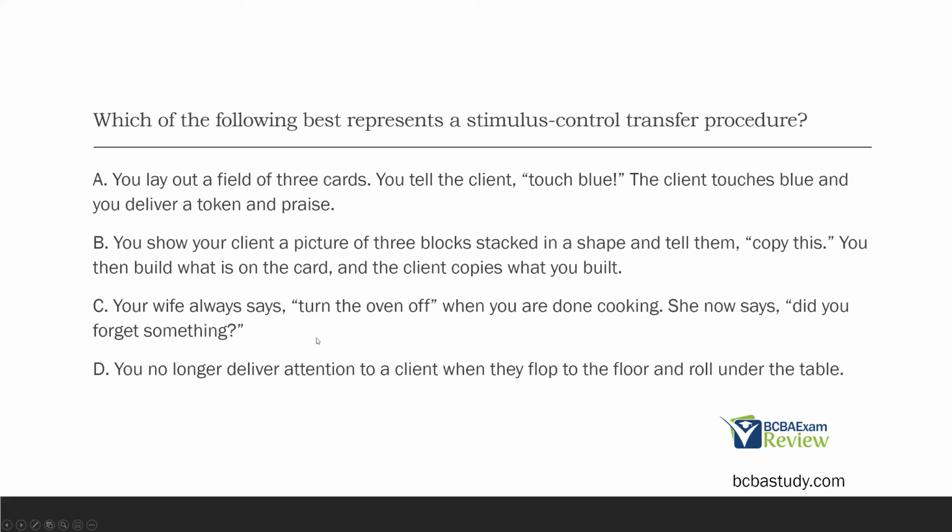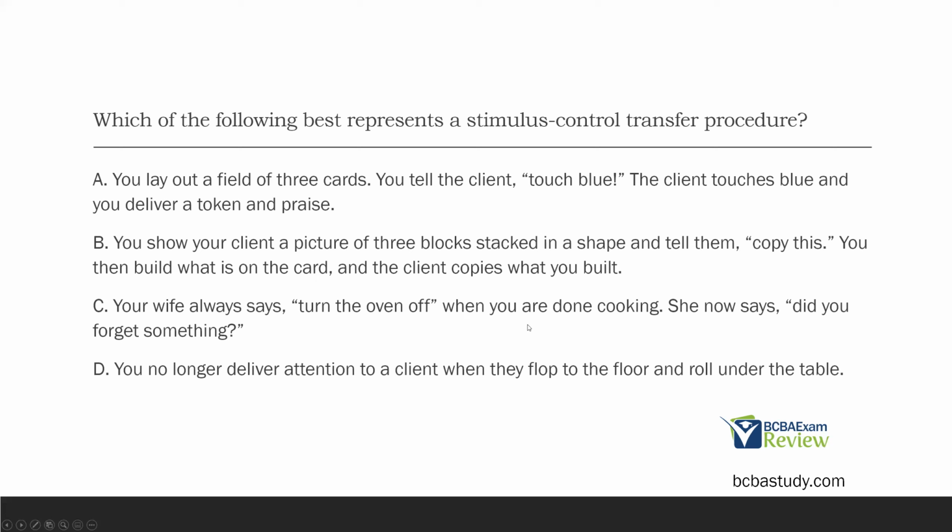C, your wife always says, turn the oven off when you're done cooking. She now says, did you forget something? Okay, now we have the SD, all right, turn the oven off. You respond by turning the oven off. Now she wants the oven being turned off to happen in the presence of, did you forget something? She wants to transfer stimulus control from turn the oven off to the less invasive, did you forget something? And eventually you're just going to turn the oven off without any of these verbal cues, right?